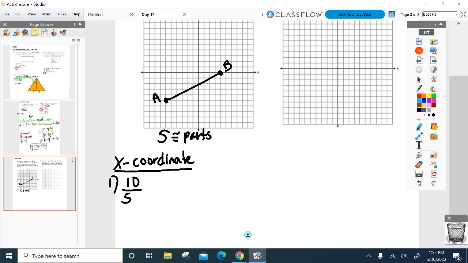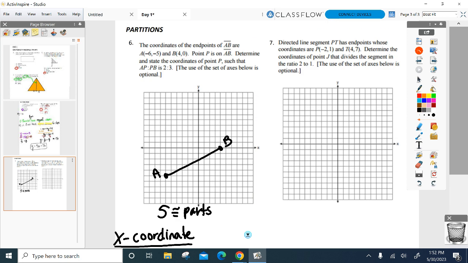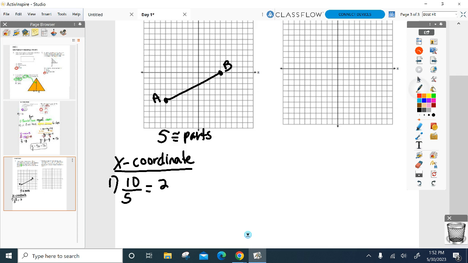So what's that tell me? Every time you move 2 units on the x-axis, you break it up. But now here's the big question. I go 2 units. Do I stop? Is this point P? Do I keep going? How many times do I need to go 2 units? The answer always is in the ratio. That's what that first number represents, 2. You're going to do that twice.